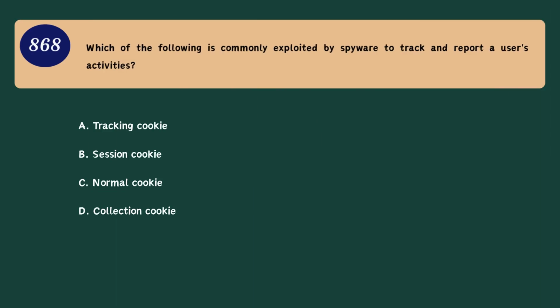Question 868. Which of the following is commonly exploited by spyware to track and report a user's activities? A. Tracking cookie. B. Session cookie. C. Normal cookie. D. Collection cookie.